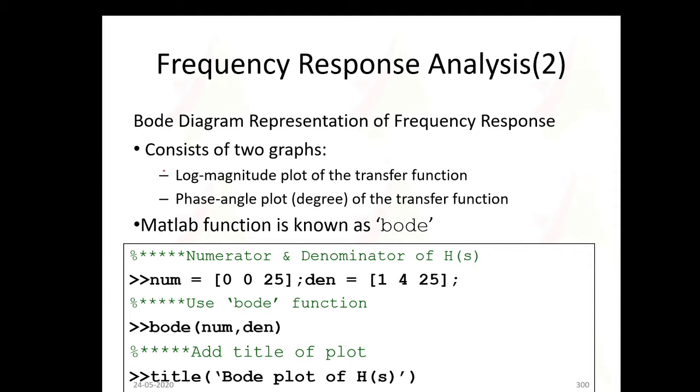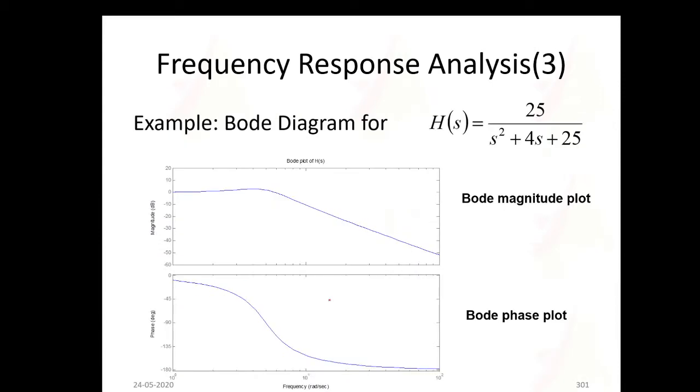Okay, so the diagram representation of the frequency response is usually the Bode plot, having two plots. One is the log magnitude plot of the transfer function, and the other is the phase angle plot in degrees of the transfer function. You have num 10 and bode of num comma 10. The title I am giving is Bode plot of H of S. For this transfer function I am finding the frequency response, and this is the Bode plot and this is the phase plot.